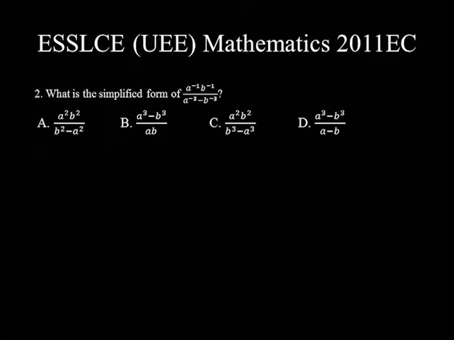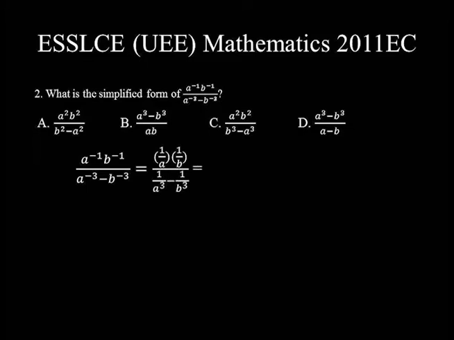Question number 2. What is the simplified form of a to the power of -1 times b to the power of -1 divided by a to the power of -3 minus b to the power of -3? A to the power of -1 times b to the power of -1 divided by a to the power of -3 minus b to the power of -3 is equal to a to the power of -1 is 1 over a, times b to the power of -1 is 1 over b, divided by a to the power of -3 is 1 over a cubed, minus b to the power of -3 is 1 over b cubed.